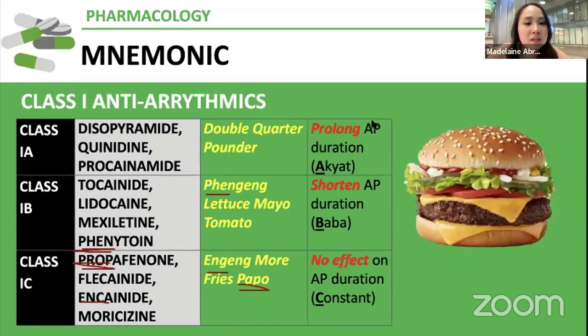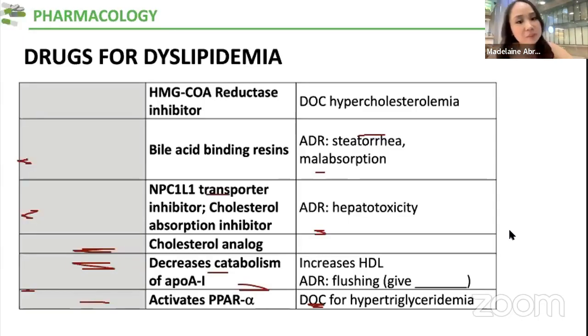What else? Tandaan, effects on action potential duration. Class 1A, A, akyat, so increased action potential duration. Class 1B, B, baba ang action potential duration. Class 1C, C, constant ang action potential duration. Those are their mechanisms in terms of acting on your action potential duration. Please, guys, remember this mnemonic kasi pwede siya matanong.